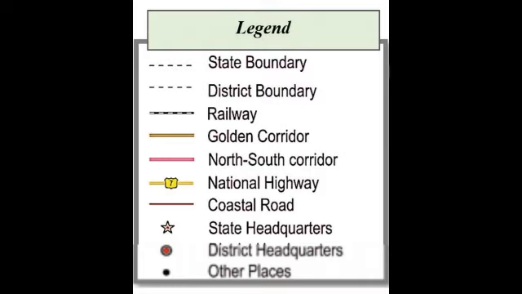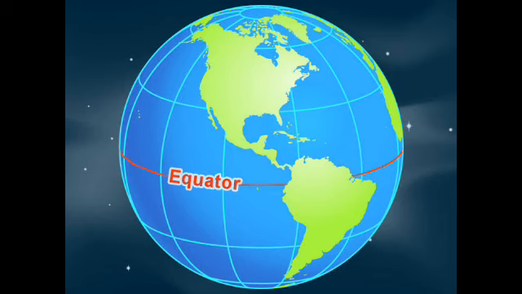Next topic, latitudes and longitudes. Latitudes are imaginary lines which are drawn horizontally on the globe. The equator divides the globe into two equal halves. The part which lies above the equator is the northern hemisphere. The part which lies below the equator is the southern hemisphere.